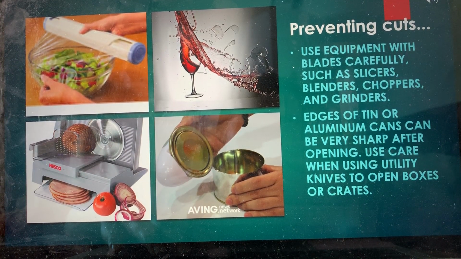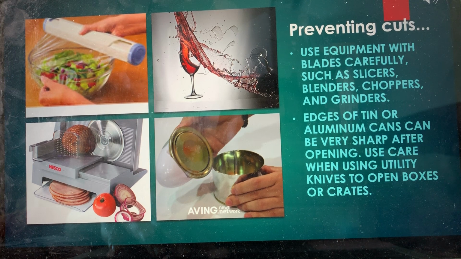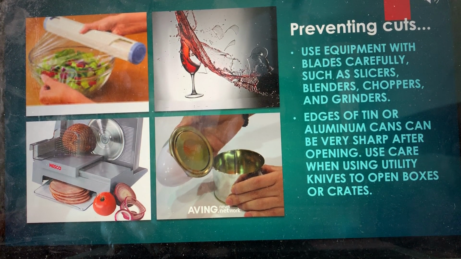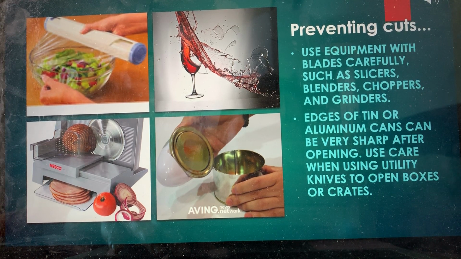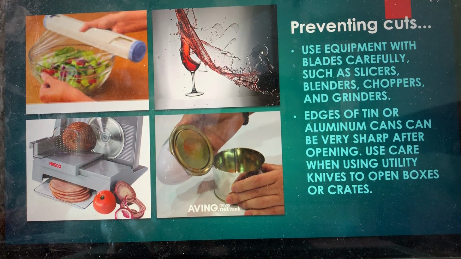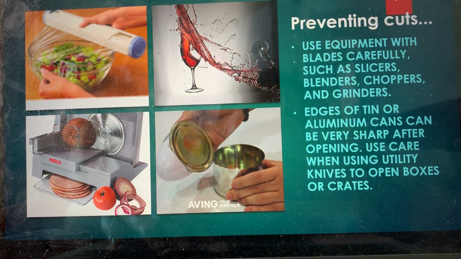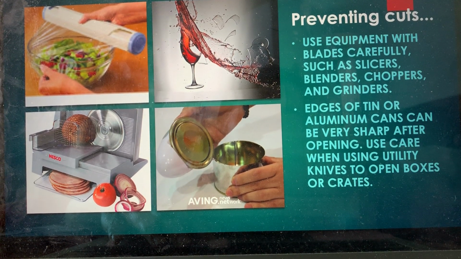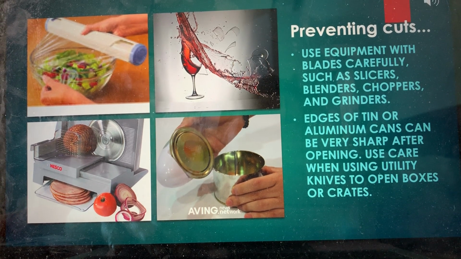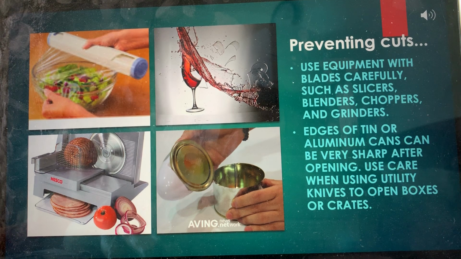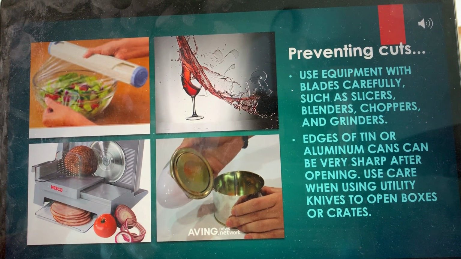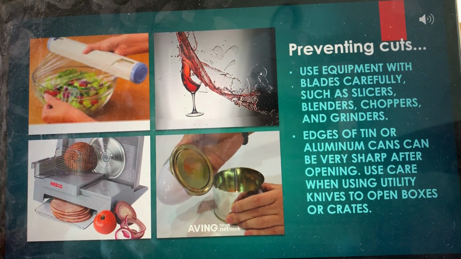Preventing cuts. Use equipment with blades carefully, such as slicers, blenders, choppers, and grinders. Edges of tin or aluminum cans can be very sharp after opening. Use care when using utility knives to open boxes or crates.